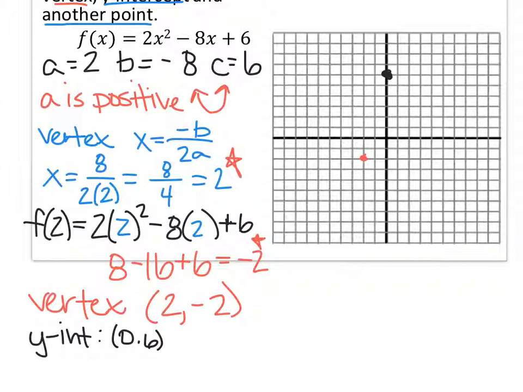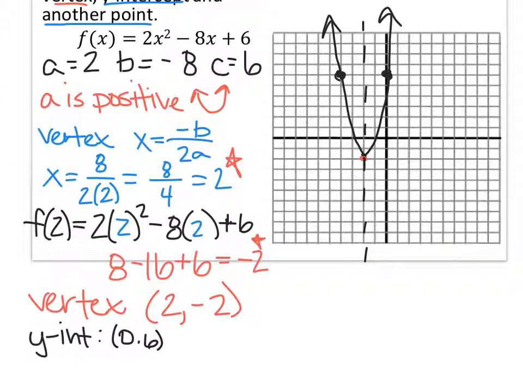And last but not least, I have my line of symmetry here. Since up here I have a point that is 2 left of the line of symmetry, 2 to the right of the line of symmetry, I know that I have to have another point that mirrors it on this side. And that's how I'm going to get my U-shape.